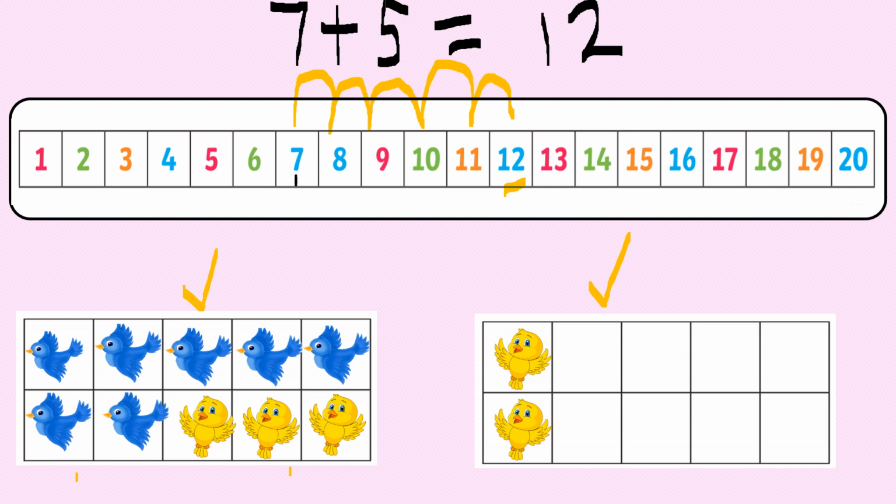So what I did is I filled this 10 frame by adding 3 more yellow birds to this 10 frame, and then I left the other 2 on this 10 frame. And I can see straight away that there's 10 here because it's full, and I can see that there's 2 there. And I can quickly add 10 and 2 together. And that's easier for me than having 7 on this 10 frame and 5 on this 10 frame. I like to make 10 first and then add on.